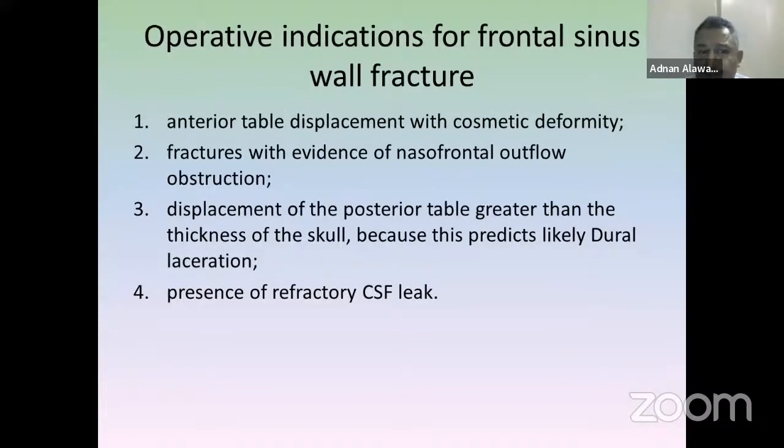involvement of the frontal air sinus, so we have to describe whether the anterior table is displaced or not, and whether there is evidence of nasofrontal outflow obstruction of the nasofrontal duct. If there is an obstruction of these ducts, you will see accumulation of mucus secretion, which will enlarge and make a mucocele, which is a risk for infection and mass compression of the brain. If there is displacement of the posterior table greater than the thickness of the skull, because this is predictive of dural laceration, or presence of refractory CSF leak, all these features are indications for operation of a depressed fracture over the frontal air sinus.